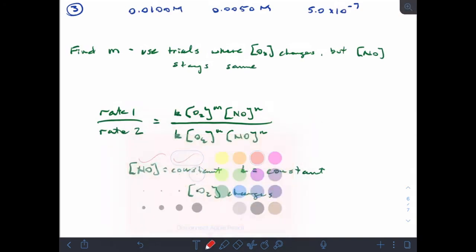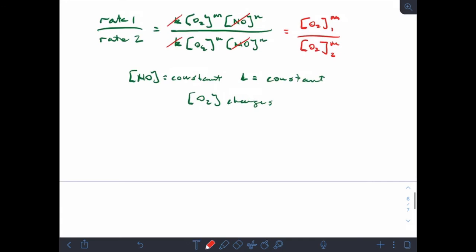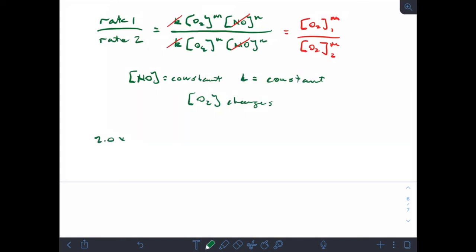So what I'm going to do is cancel them out. Okay, so rate 1 over rate 2 equals O2 to the power of M for trial 1 over O2 to the power of M for trial 2. Okay, so in our particular case, the way this is going to shape up, we'll have 2.0 times 10 to the minus 6 divided by 1.0 times 10 to the minus 6 equals our concentration for those trials.